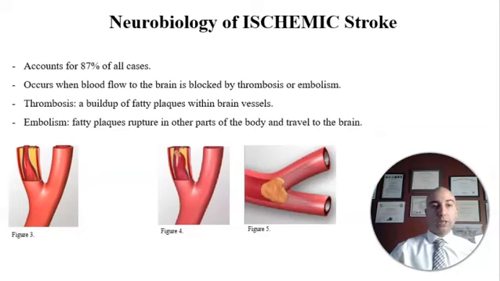In figure 3, we can see a plaque forming directly within the brain vessels. Figure 4 and 5 show how a plaque can form somewhere else in the body and, after rupture, it lodges within the brain vessels. Without treatment, the brain suffers permanent damage due to lack of oxygen and nutrients.